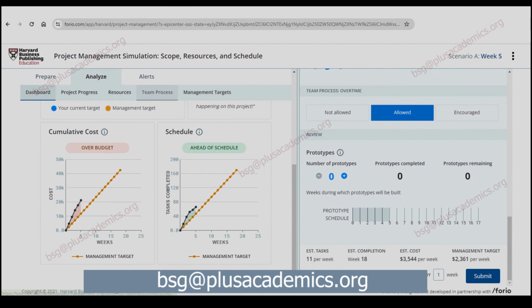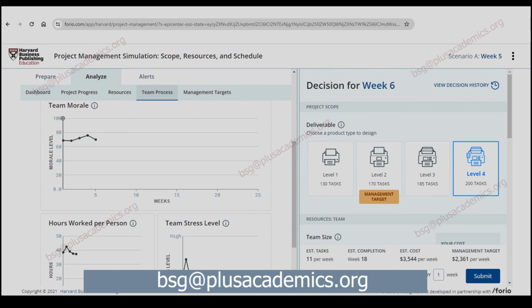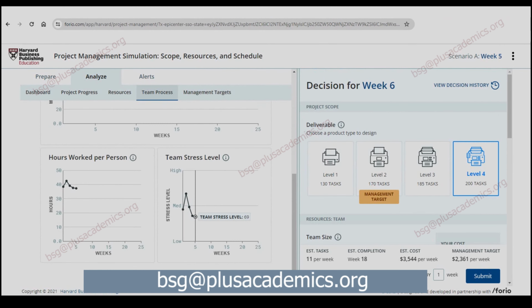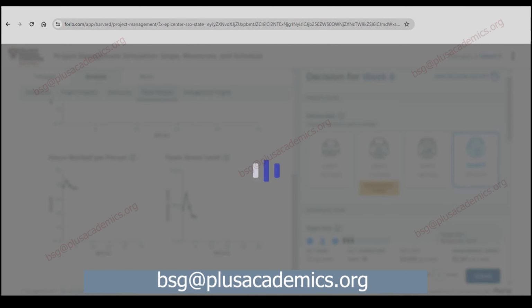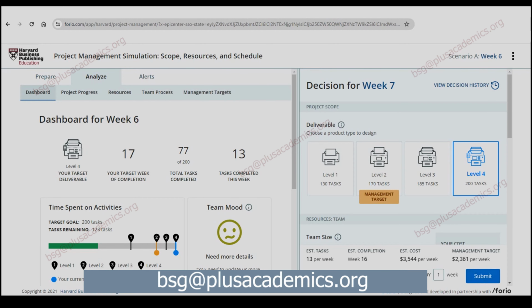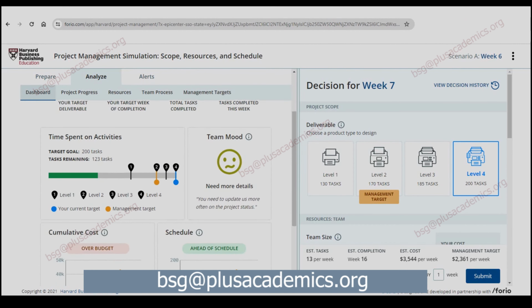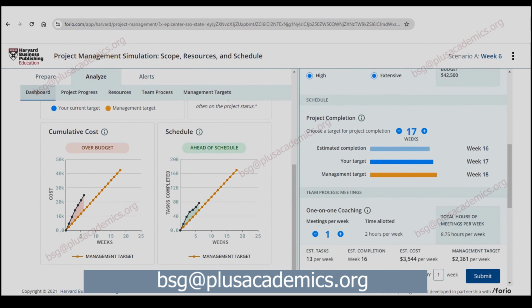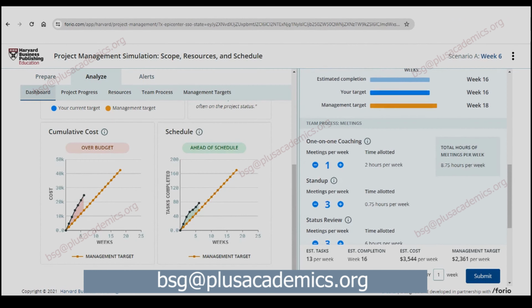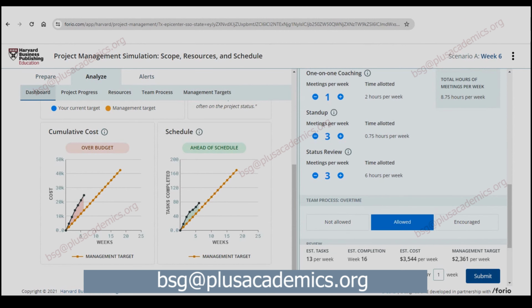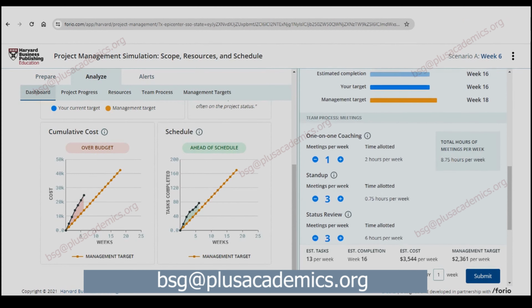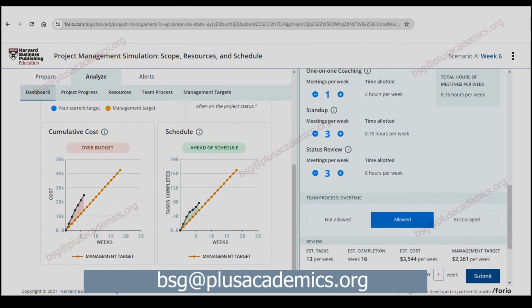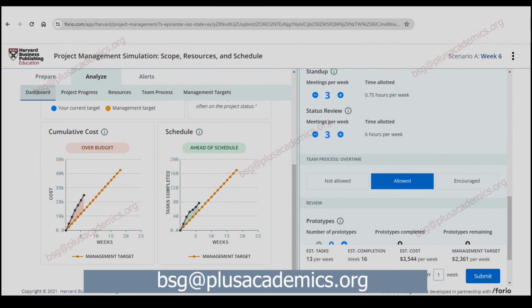Okay, let's go to team processes. Morale is dropping, and then can see stress level is quite low. Okay, let us submit now and see what happens. They're saying you need to update us more often on the project status. Okay, let us maintain the way it is. Three. It's just okay for now, and then we'll see. Let us submit and see what happens.